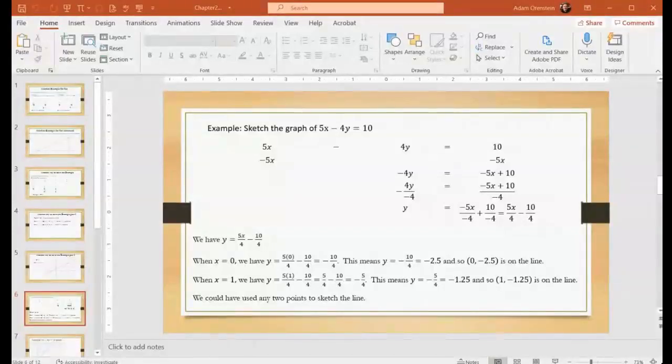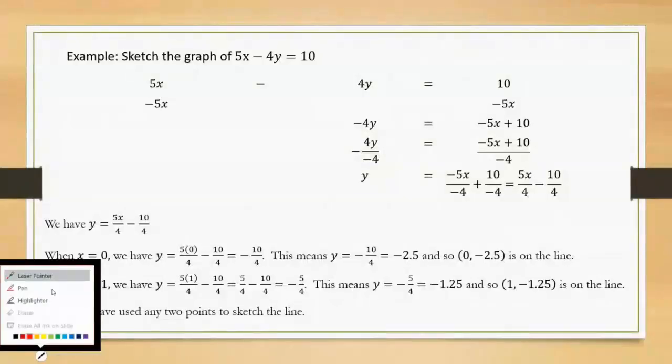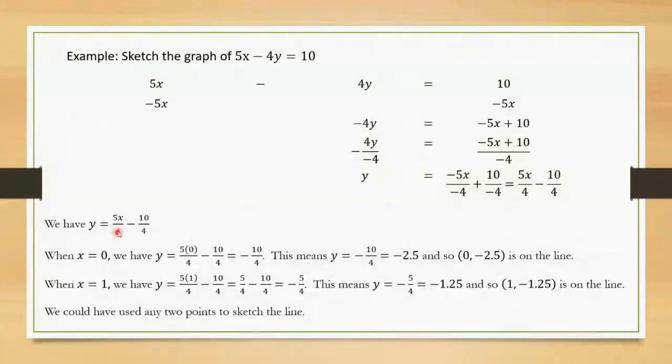So we have that equation. We have y equals 5x over 4 minus 10 over 4. So this is what we have first. Now, what do we do next?